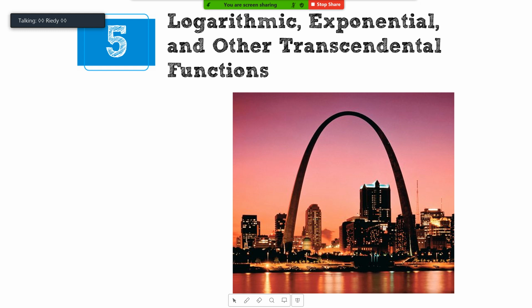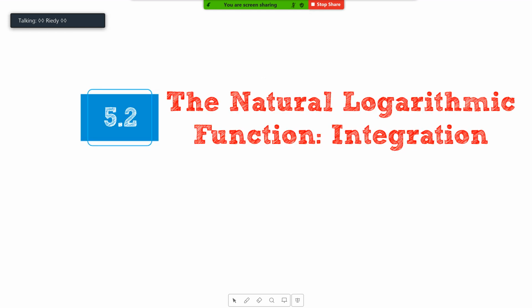Hopefully, if you found the 5-1 homework pretty reasonable, which again was u prime over u over and over again with a couple little twists, this shouldn't be that bad. Okay, so we're going to talk about the opposite of what we did already. We did derivatives. Now we're going to do integrals of the natural log function.